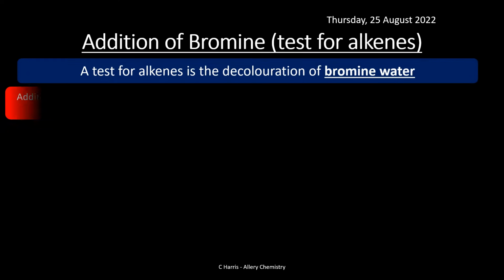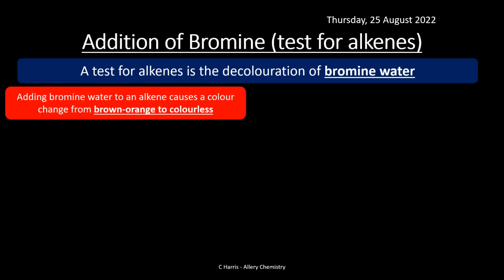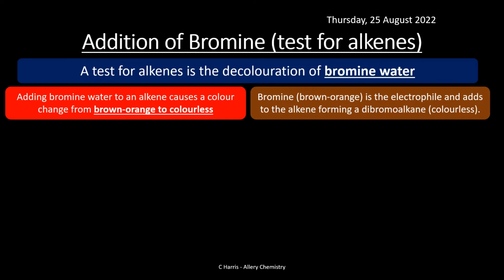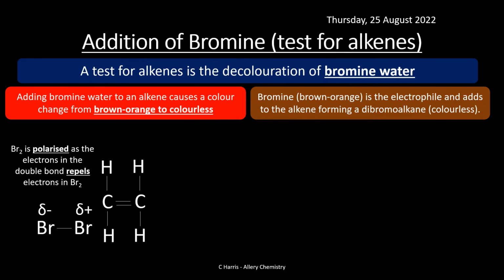So, decolorization of bromine water, as I mentioned before. Adding bromine water to an alkene causes a color change, going from browny orange to a colorless solution if an alkene is present. Bromine is obviously browny orange. It's the electrophile, and this adds to the alkene, forming a dibromoalkane. And dibromoalkane is colorless. Right, so let's have a look then.